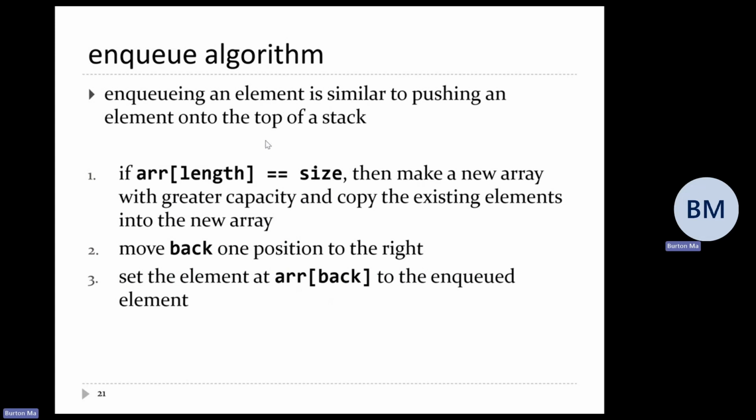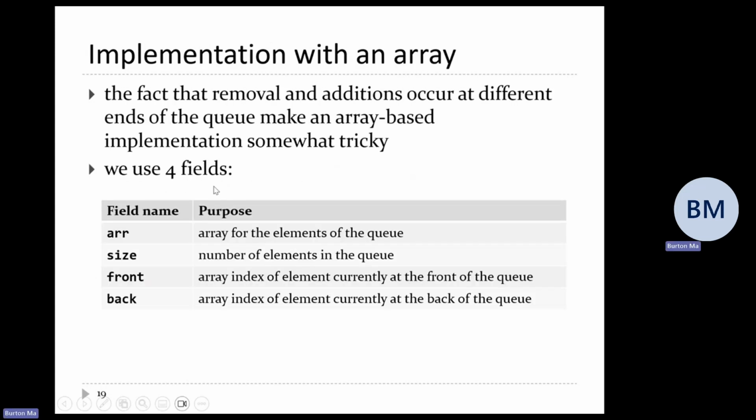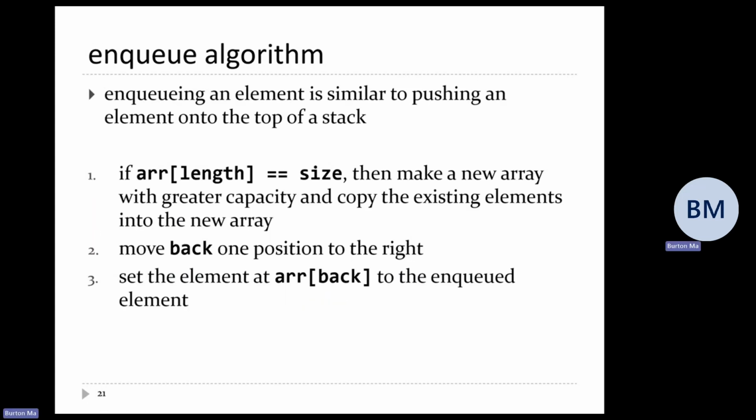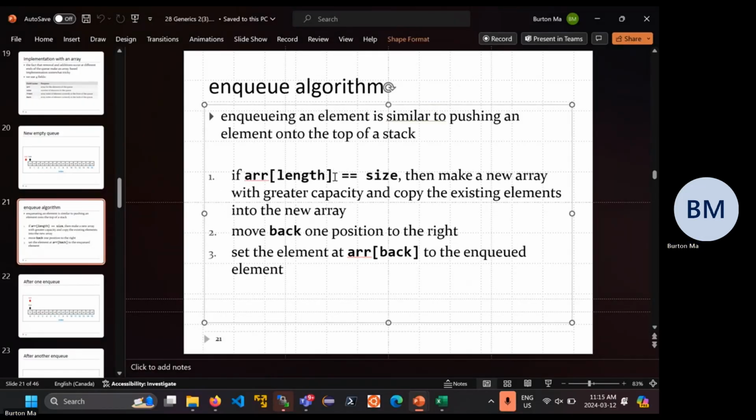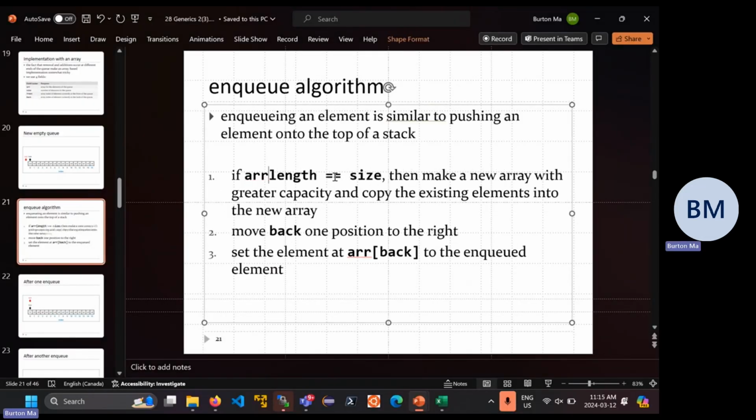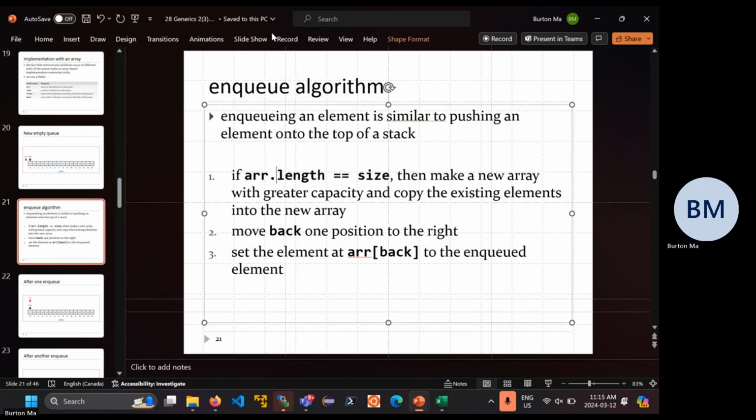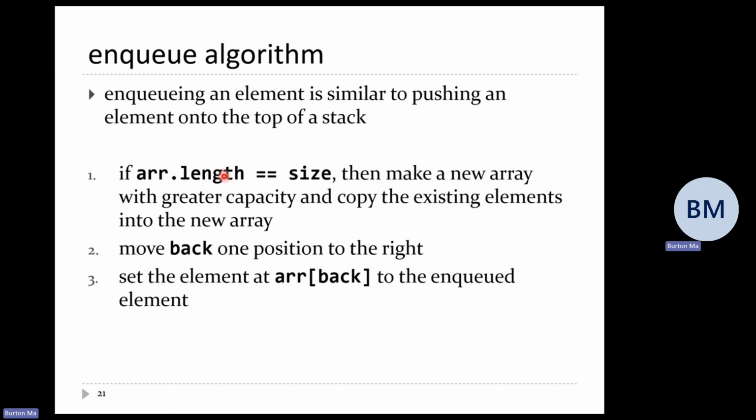Okay, so when I enqueue an element onto this queue, that's going to look a lot like pushing an element onto an array-based stack. So array length. If the length of the array is equal to the size of the queue, then I know that I'm out of space in the array. So resize the array, reassign the array field to point at the new array, and then add the element to the end of the queue.